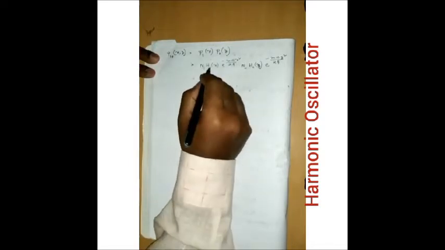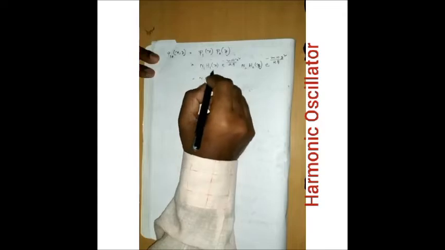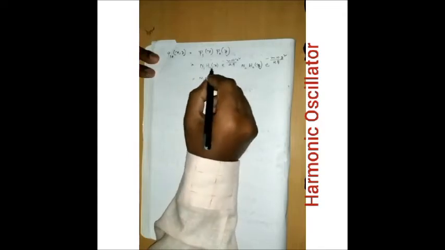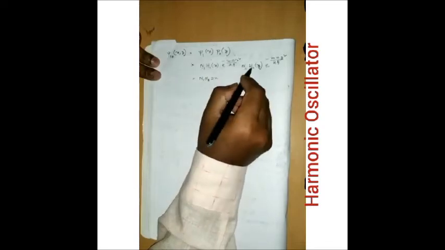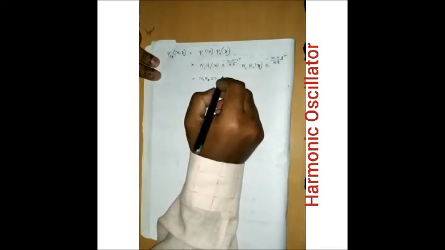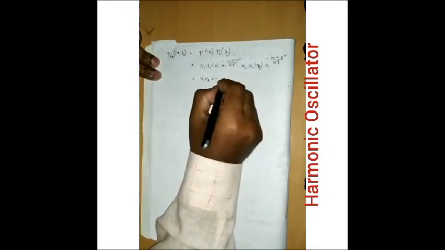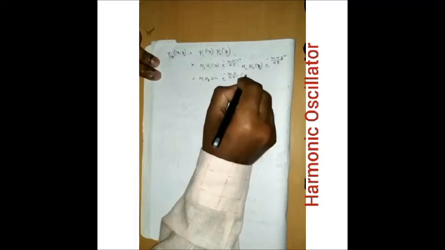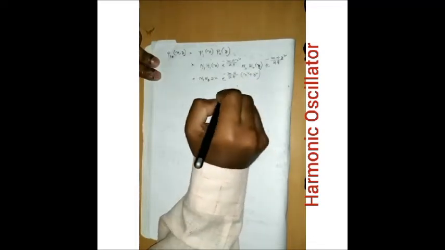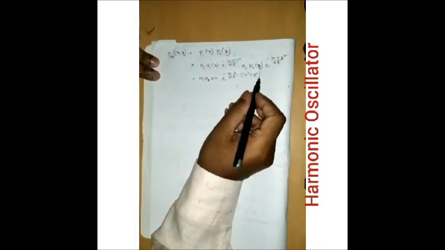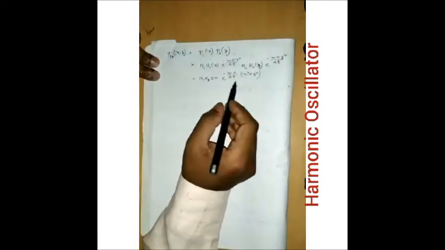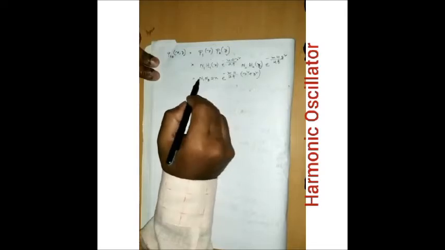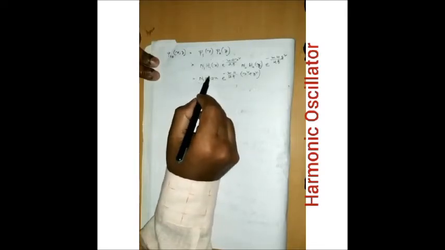Clear? So what will be the value of the Hermite polynomial H1 of x? That is 2x. And H0 of y is 1, so simply 1 here. If I combine these two factors, it is e to the power minus m omega upon 2a squared times x squared plus y squared. So this is your one combination, one wave function. If you solve it further using the normalization constants, you will get the value of this normalization constant.